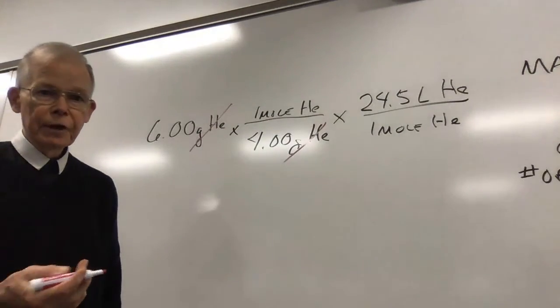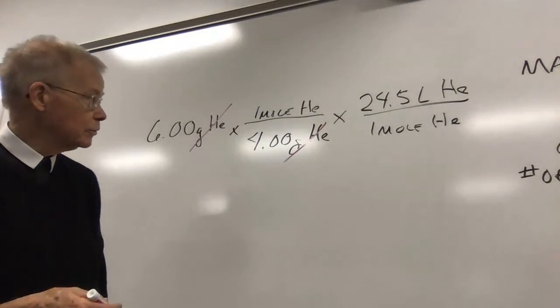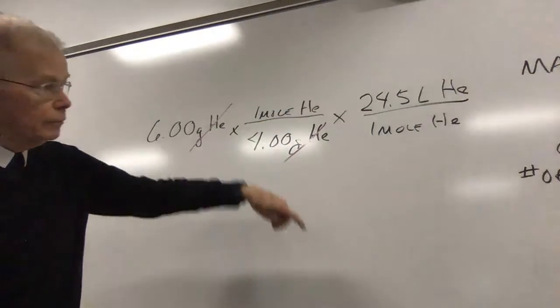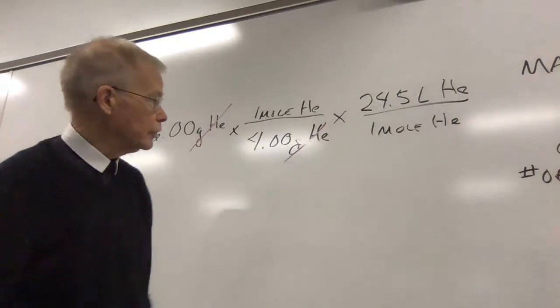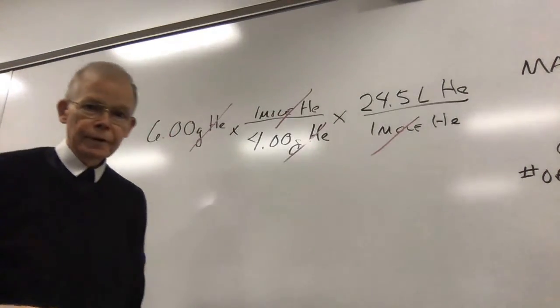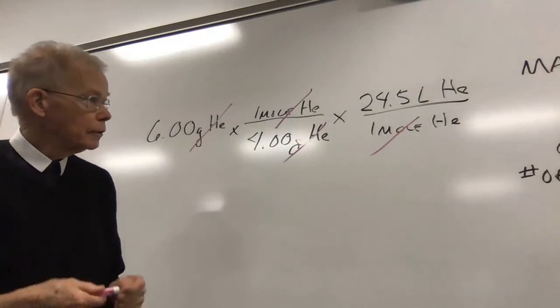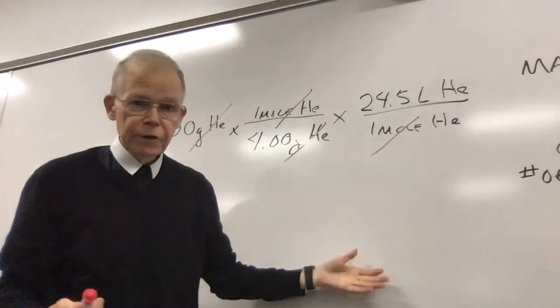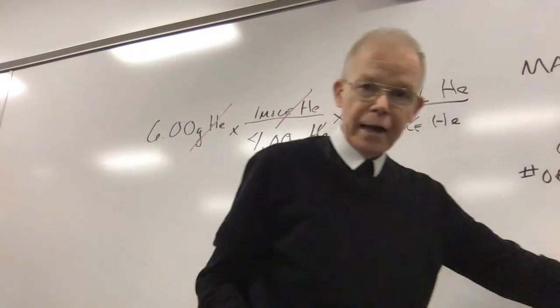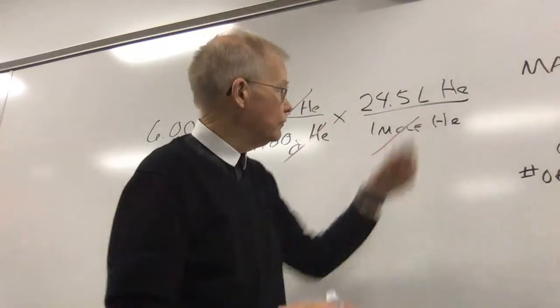I'm going to look for something else in my problem to see if I can cancel it. Up at the top I have moles of helium. Down here I have moles of helium. Let me cancel that out. I'm left with one unit, liters of helium. It doesn't cancel with anything, so I know that my answer, when I do the math, is going to have this as the final unit.